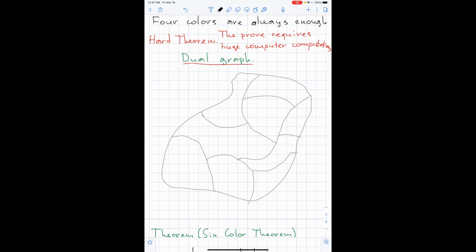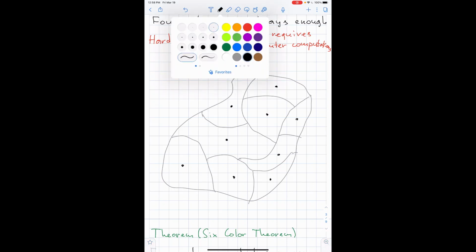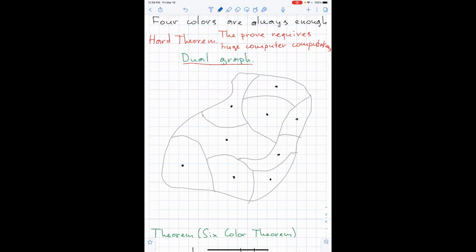So let's look again at this map we colored before, and let's see what a dual graph is. So we start by putting vertices, one in each country, kind of a capital, if you want, in each country, like that. And then what do we do? We connect those vertices if and only if the corresponding countries share a boundary. So if the corresponding countries are neighboring countries.